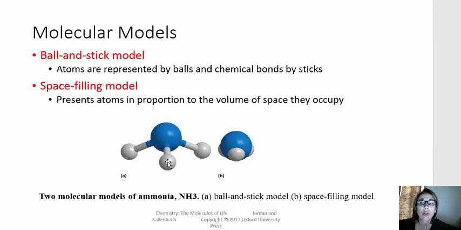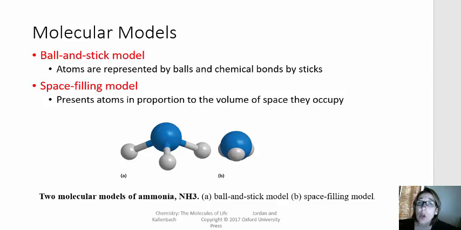Trigonal meaning there are three kind of feet to this tripod, and pyramid because it's three-dimensional. This nitrogen is above the three feet of the hydrogen in this tripod.